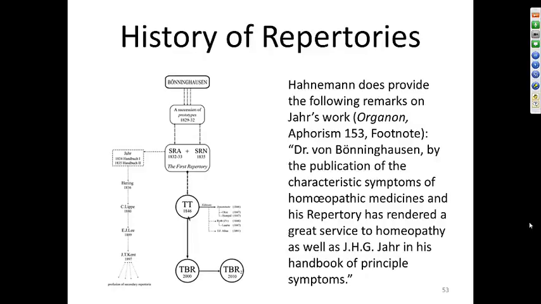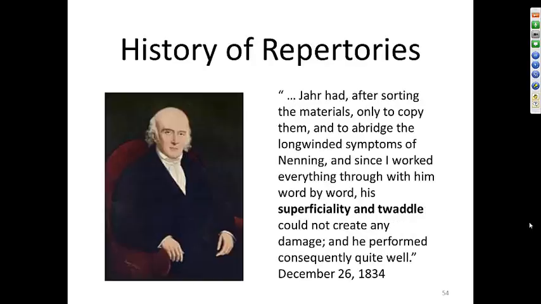But in 1834, actually, Jahr is employed by Hahnemann for about 8 months between February and October. He's employed by Hahnemann to help him prepare the 2nd edition of his Chronic Diseases. And during that time, Hahnemann becomes increasingly displeased with the constant effort that he has to exert to supervise Jahr. And consequently, we read a correspondence that Hahnemann writes to Bönninghausen, a year after he wrote that commending Jahr, where he says, "Jahr had, after sorting the materials, only to copy them and to abridge the long-winded symptoms of Nenning. And since I worked everything through with him, word by word, his superficiality and twaddle could not create any damage, and he performed consequently quite well." So Hahnemann's saying here that only because of his intervention was it possible to prevent the superficiality and twaddle of Jahr.